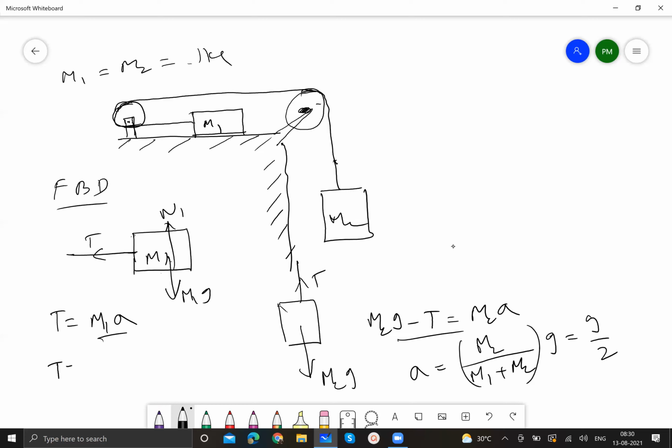Therefore, if the same string is there throughout, tension remains the same everywhere. So this is the tension: M1 is 1, into g by 2. If you are asked to take 10 as g, then 5 newtons is the tension. Simple question.